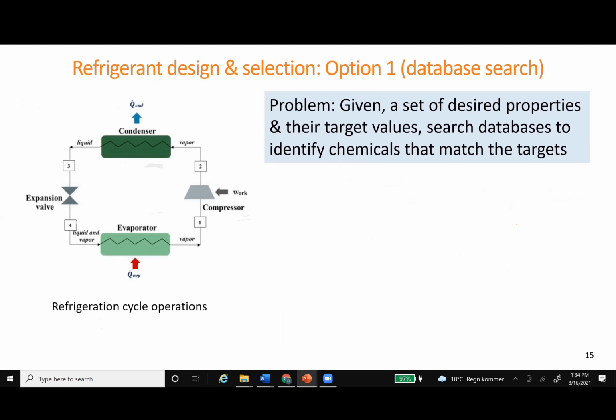The problem: we are given a set of desired properties and their target values. So desired properties meaning boiling point, critical temperature, critical pressure, ozone depletion, and so on. And we are given also what kind of values we want for each of those. What we do not know are what are the molecules. So in that way, it's a reverse problem.